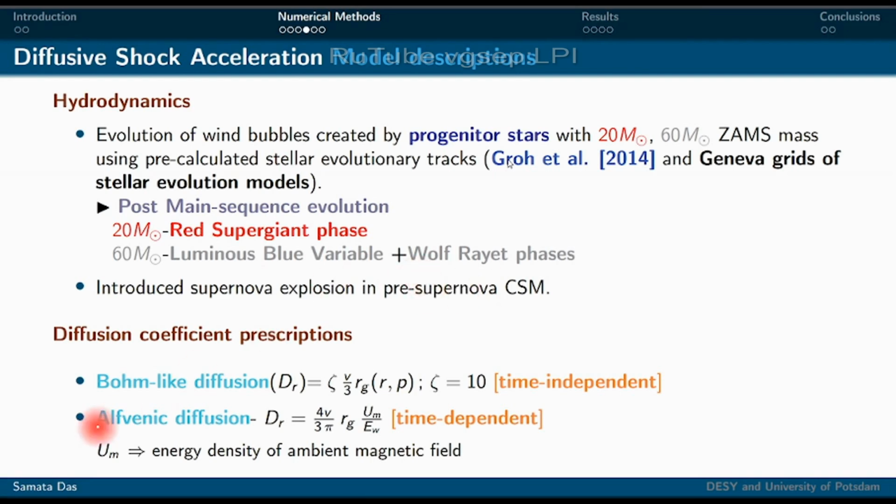For the diffusion coefficient, we have used Bohm-like diffusion, where the diffusion length is comparable with the gyro radius of the particles, and it is time independent. So here we did not calculate anything time dependently. But the other is Alfvénic diffusion. Here we have calculated the turbulence energy density by using the transport equation of magnetic turbulence.